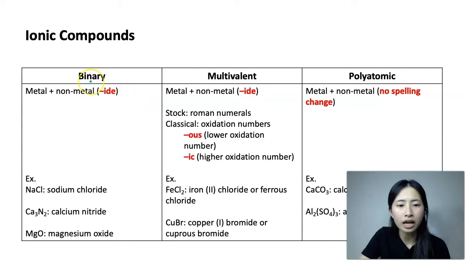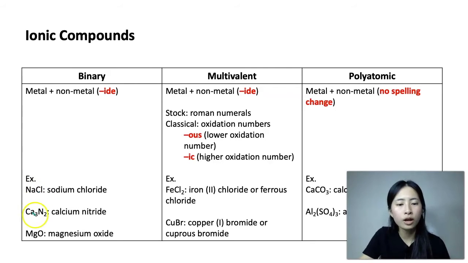For binary, which means two elements, for instance, we're looking at sodium chloride. Sodium is found in group 1 of the periodic table, therefore it must carry a charge of +1. Chlorine is found in group 7, therefore it carries a charge of -1. When you cross over or switch the oxidation numbers of sodium and chlorine, you end up with NaCl for sodium chloride.